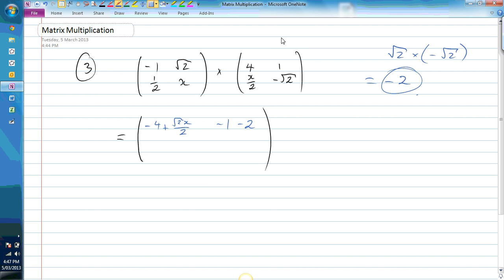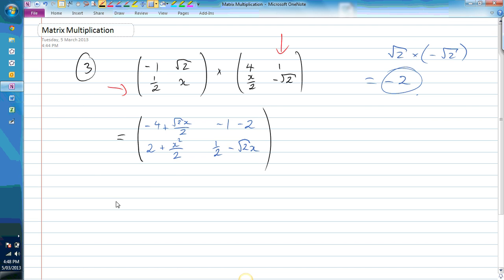Next, we're going to match the second row with the first column. Half times 4 is going to be 2. X times x on 2 is going to be x squared on 2. So I'm going to add that. Finally, second row with second column. Half times 1 is a half. X times negative square root of 2 is going to be negative root 2x.